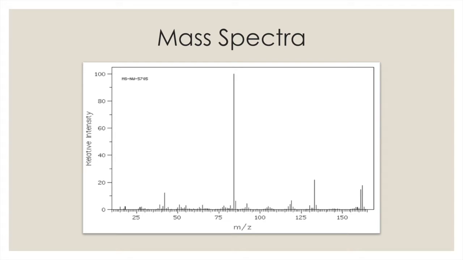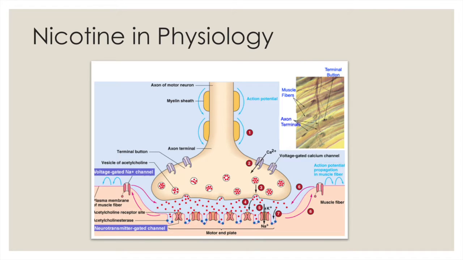And last, looking at the mass spectra, we see that the largest peak, this last one over here, is 162 grams per mole, which gives us the molar mass of nicotine. So now that we know a little bit more about the chemical structure of nicotine, let's look at how it functions in the human body.